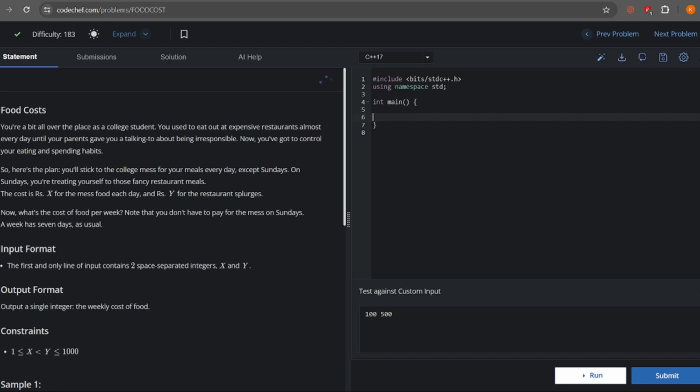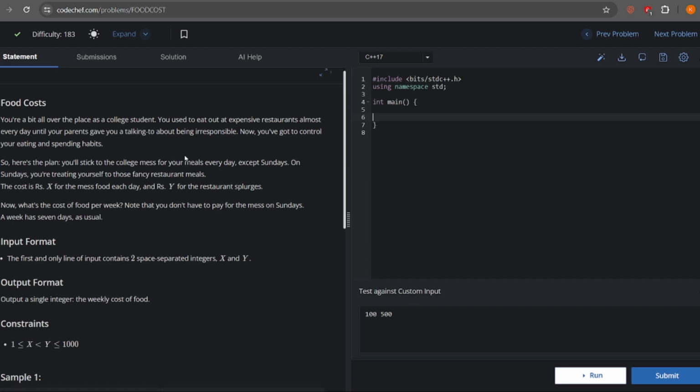So this is day one of solving every single question of CodeChef. Let's begin with this question. This is difficulty of 183, which is like the lowest on the whole platform.